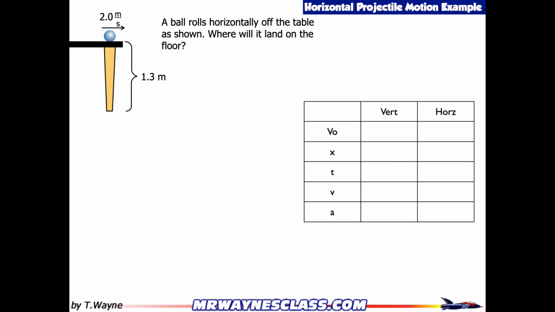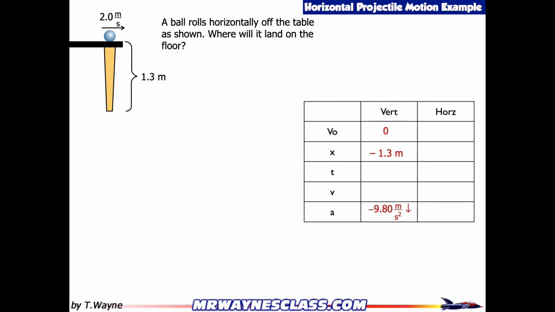So vertically, I know that it's not going up and not going down when it leaves the table, because it says it's rolling horizontally, or has an arrow showing that as well. So v naught is going to be equal to 0. I know that it's going to fall 1.3 meters down to the floor. So where I start, I'll call that x naught equal to 0. And so it's going to go downwards. I'll make downwards the negative direction. And acceleration, I'll make that negative 9.8.